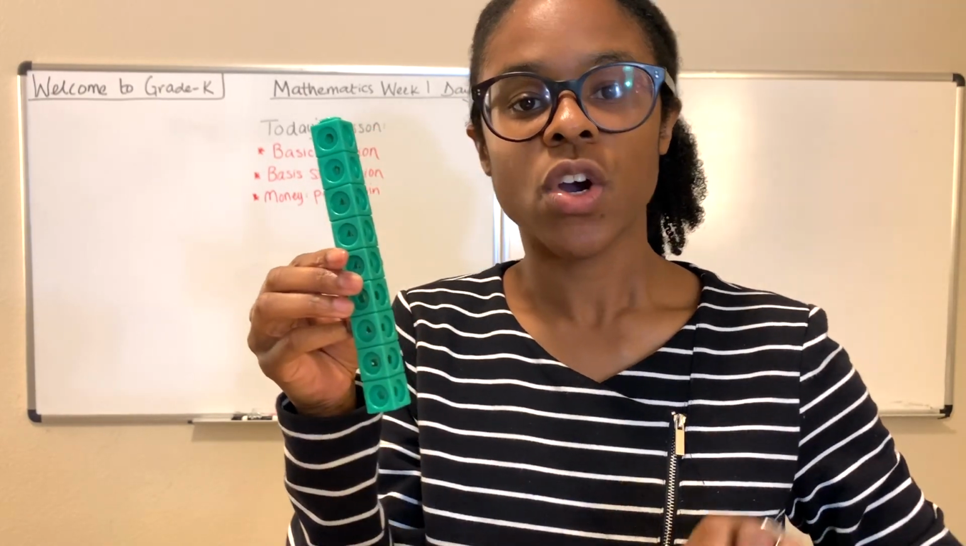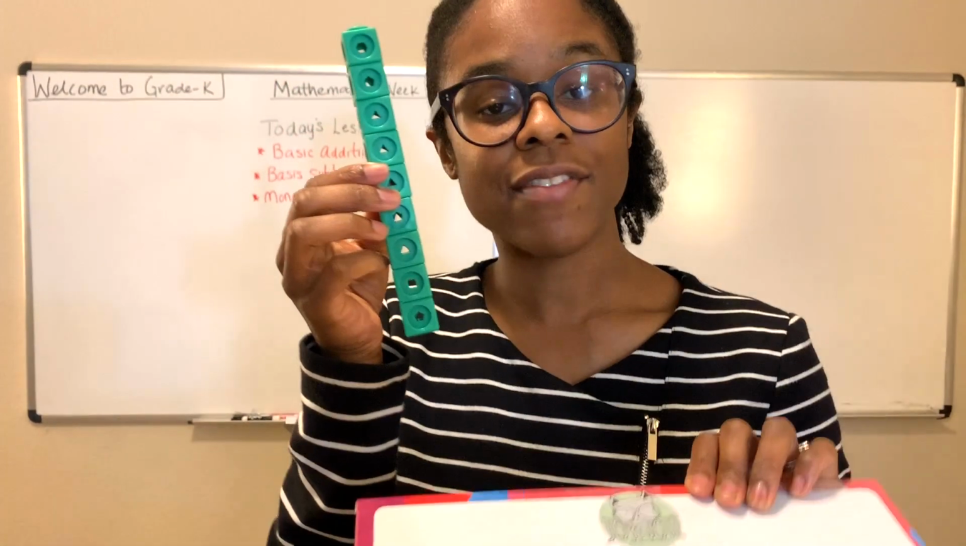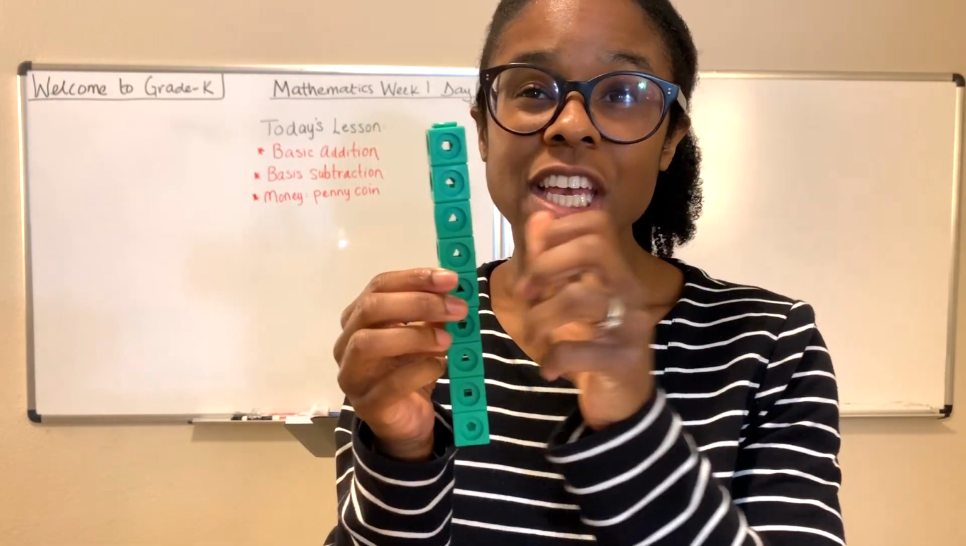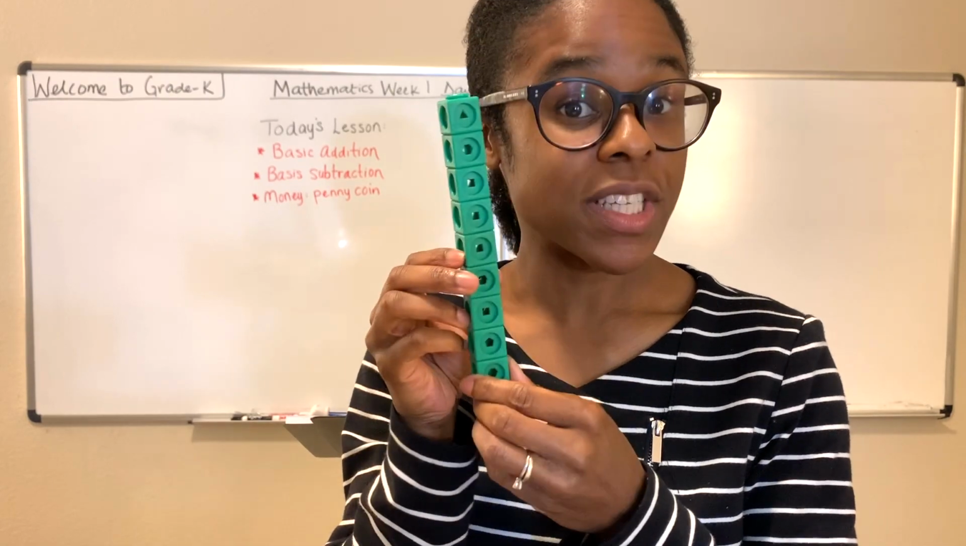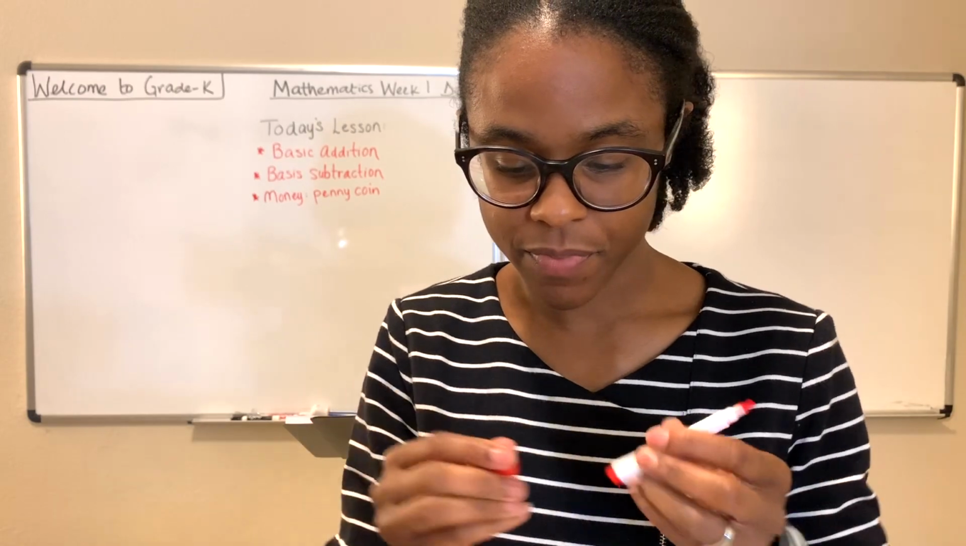The equation says, what's 9 minus 0? What's 9 minus 0? Well, if I have 9, and minus means to take something away, but if we're taking away 0, then how many do we have? We still have 9 because we haven't taken any away, because 0 means none.